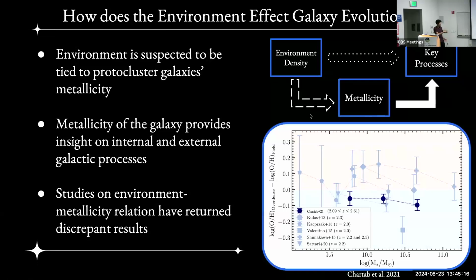These discrepant results are all shown here, where each set of points connected by lines is a protocluster, and the ones above the zero mark are considered metal rich, while the ones below the zero mark are considered metal poor. As you can see, this graph is pretty filled out. They're all over the place, which means that there's a problem that needs to be looked into. And that's what my study aims to do. I aim to input my own data into this discussion and see if I can make an impact.